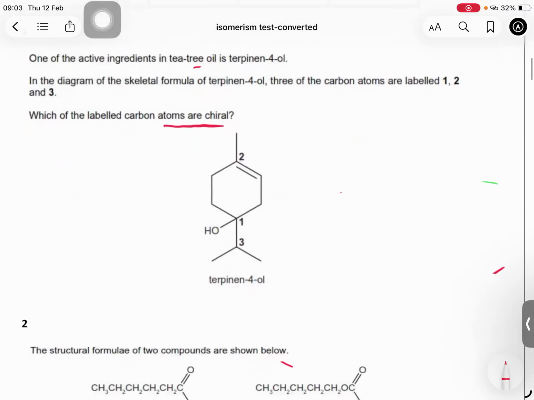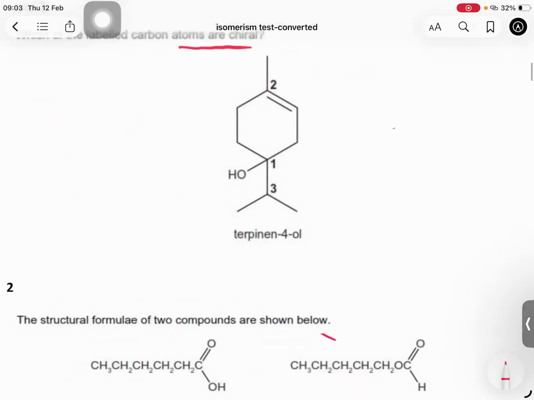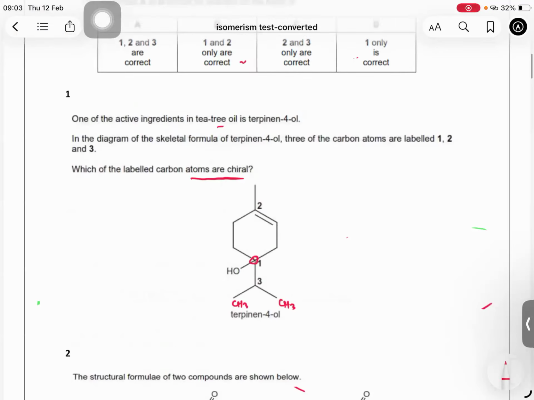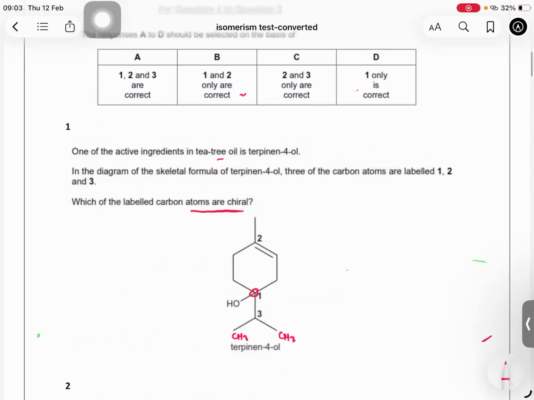Number 2 cannot be chiral. Why? It is a double bond. Number 3 cannot be chiral. Why? Because there are two CH3s attached with it. Here it is CH3 and here CH3. Only one is the chiral. And when one is the only option, then you have to look at the table and it's D only.